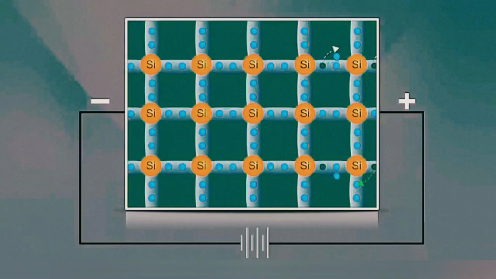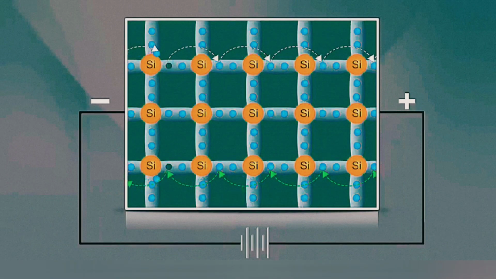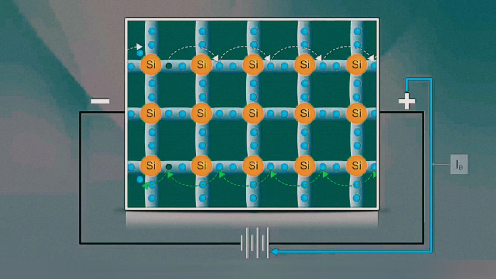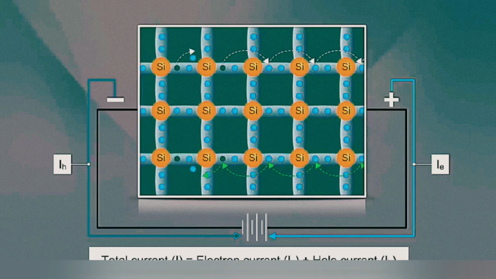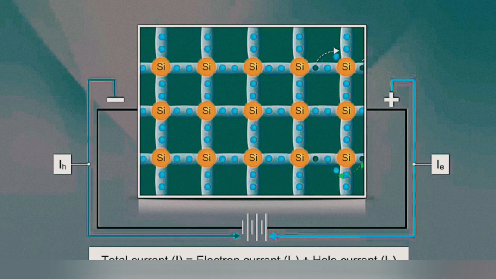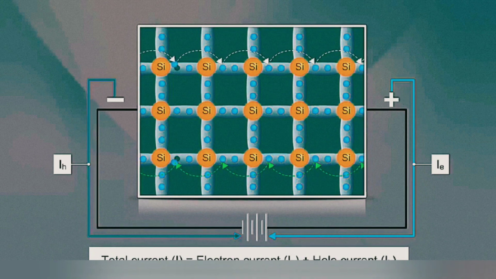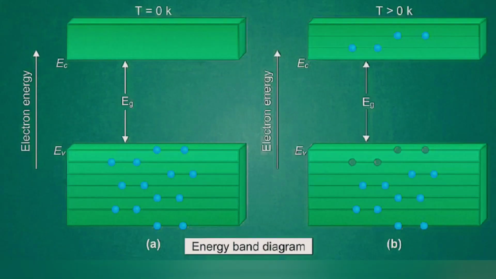When an external electric field is applied to the intrinsic semiconductor, the electrons start moving towards the positive terminal of the battery and the holes start moving in the opposite direction, that is towards the negative terminal of the battery. The movement of electrons gives rise to an electron current, IE, and the movement of holes gives rise to a hole current, IH. The total current I in the semiconductor is the sum of the electron current, IE, and the hole current, IH.